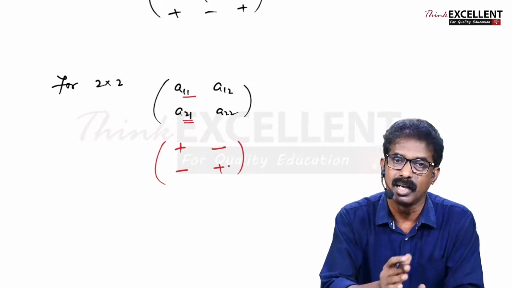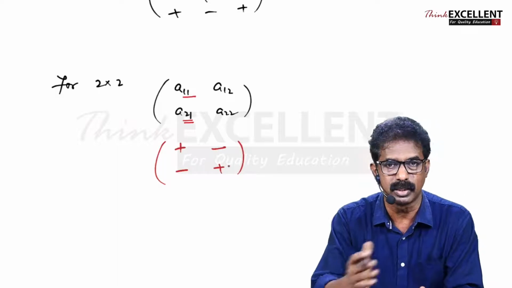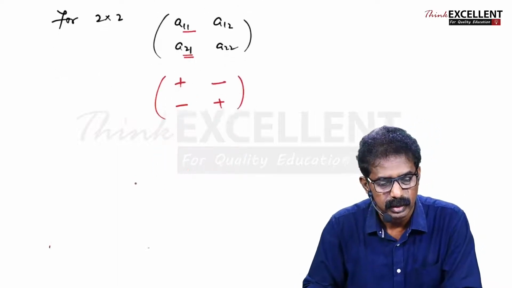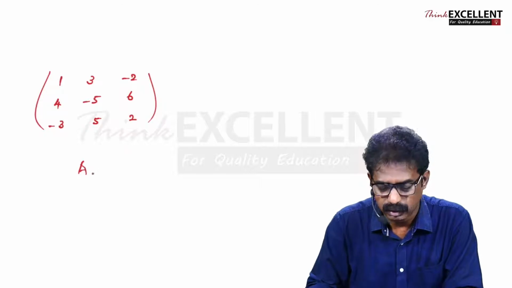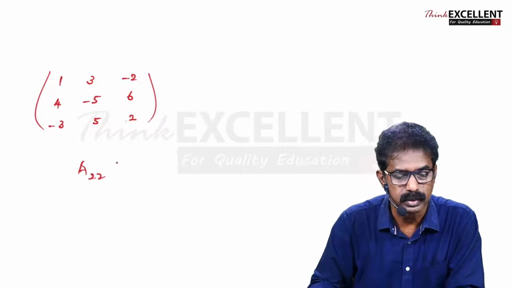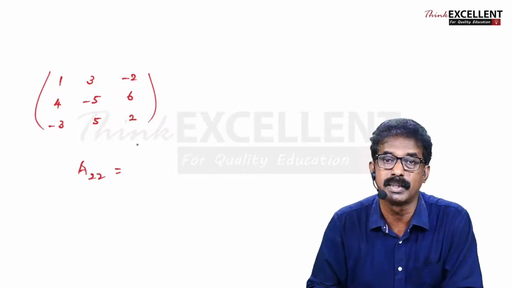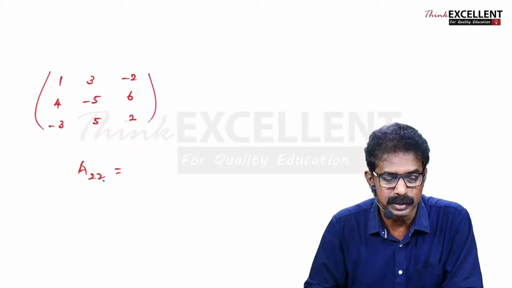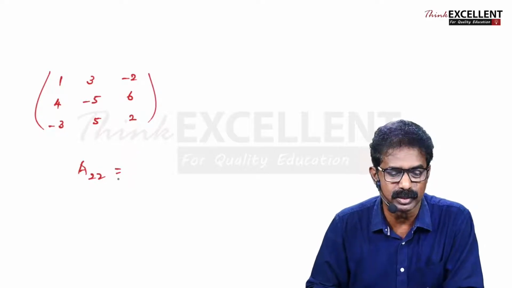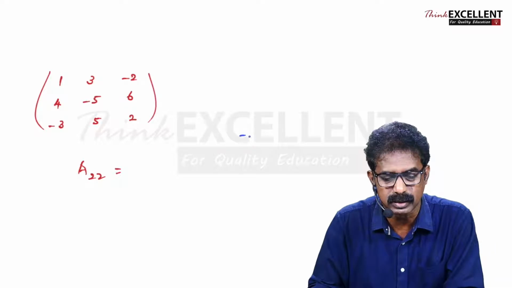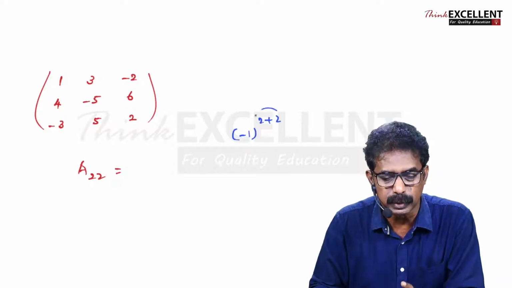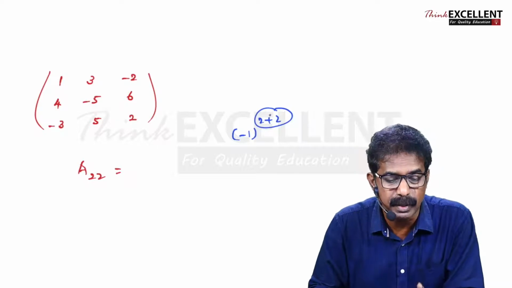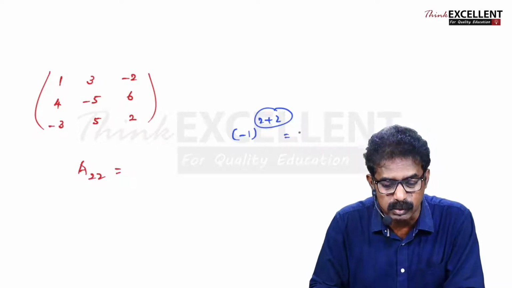For 3 by 3, alternatively, positive, negative, like that you change, okay? Now please listen here. Suppose I want to find A22. That means I have to put plus or minus. 2 plus 2, 4, even number, so it is plus. Actually, minus 1 raised to i plus j, 2 plus 2, this is how we are getting. 2 plus 2 is 4, an even number. Minus 1 raised to 4 is plus 1.